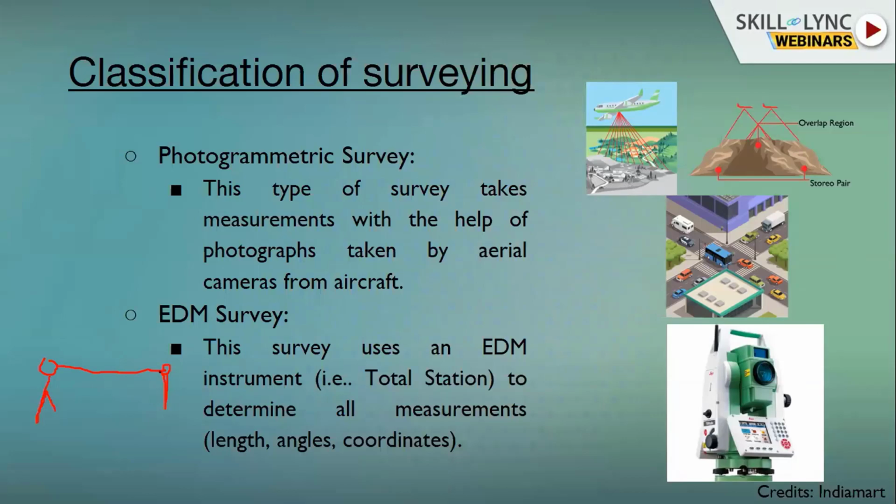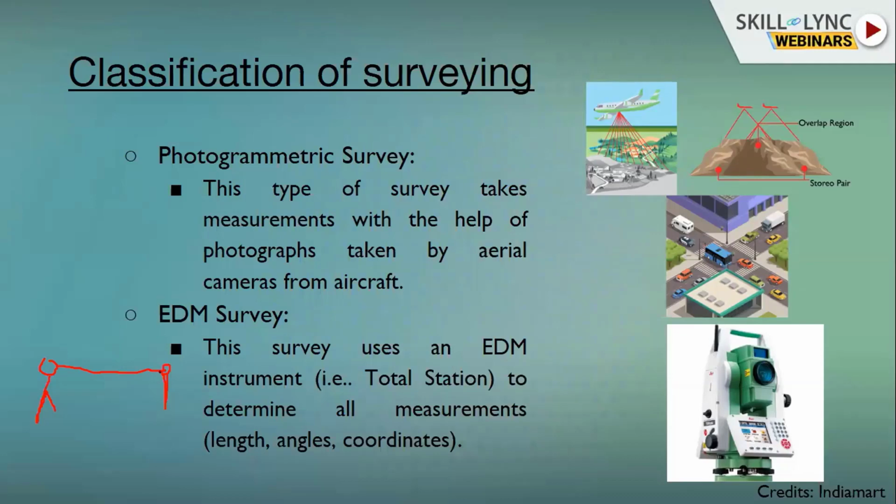Here there are two types of instruments again: the optical instrument and the microwave instrument. Optical instrument means the light you can see, and because of that the penetration is less for an optical instrument. So if there is an obstruction, your signal won't penetrate and you won't get readings. In that case, you have to go with the microwave instrument, where you have more penetration.